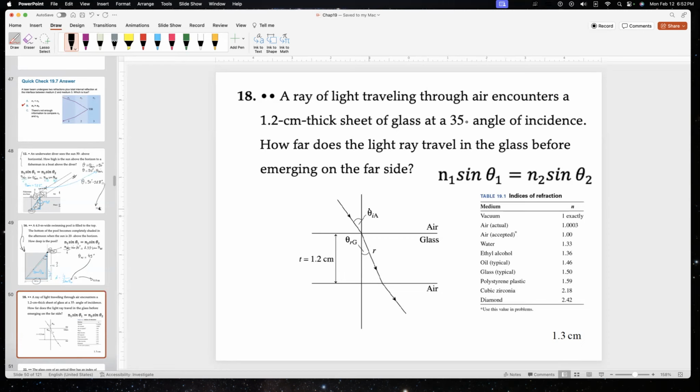Okay, so this is the glass, the slab of glass. It has this thickness of 1.2 centimeters. Picture was not given. And this is the angle of incidence. It says it is 35 degrees. And because it didn't say with respect to this or that, if it says angle of incidence, we know it's by definition with respect to the normal line that was drawn here. Okay, so how far does the light travel in the glass before emerging on the other side? It wants to know actually R in this.